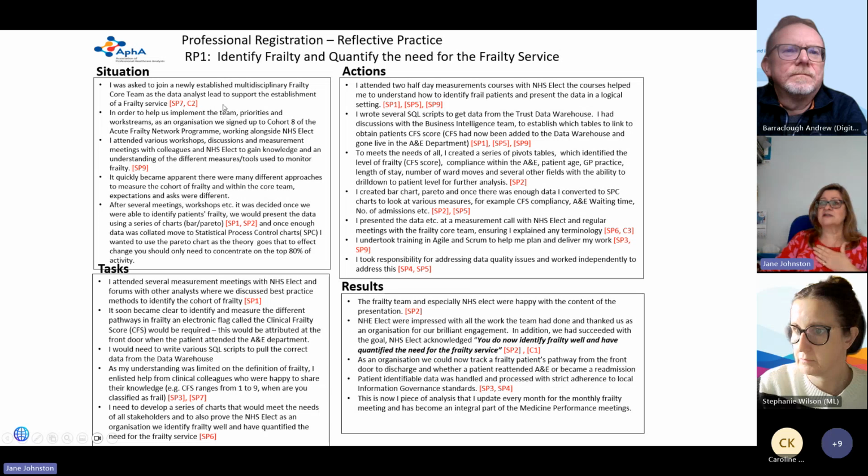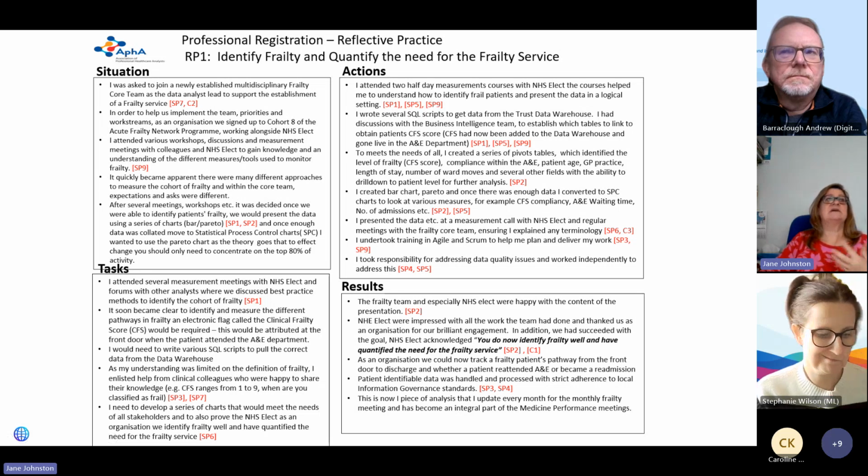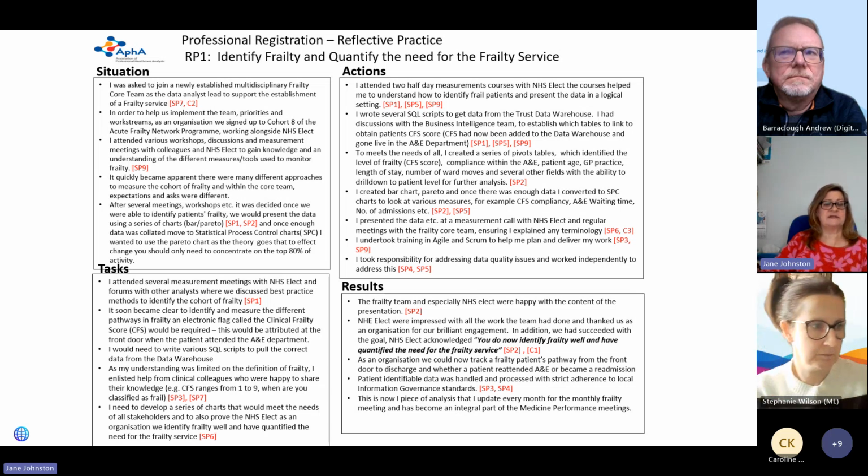So you've got the actions. What was the situation you were faced with? What did you find out? It became apparent there were many different approaches. And after several meetings and workshops, it was decided we would present the data using a series of charts. So, this could be answering your standard on how did I decide which visualization I would use?